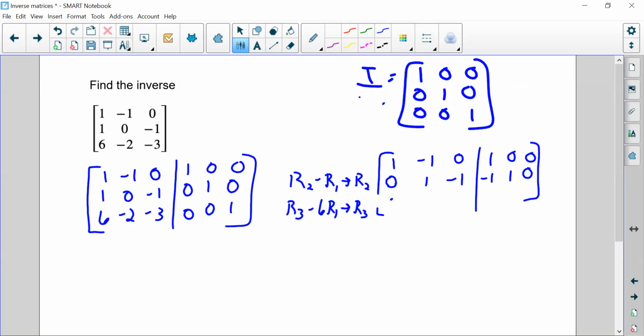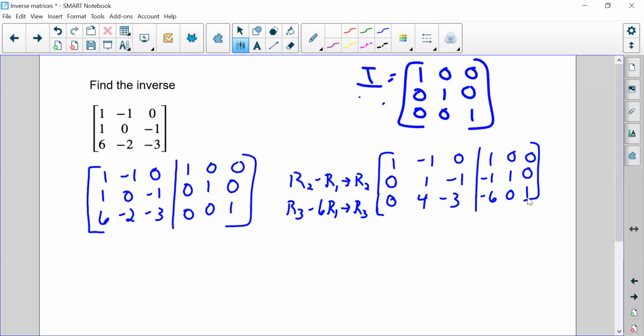Okay, so that is 0, 0, and 4, -3, -6, 0, and 1. That's what that one ends up being. All right, so I got a first column set up, 1, 0, 0.